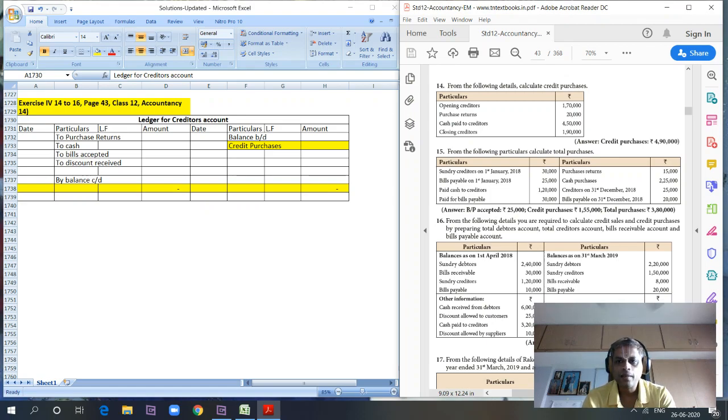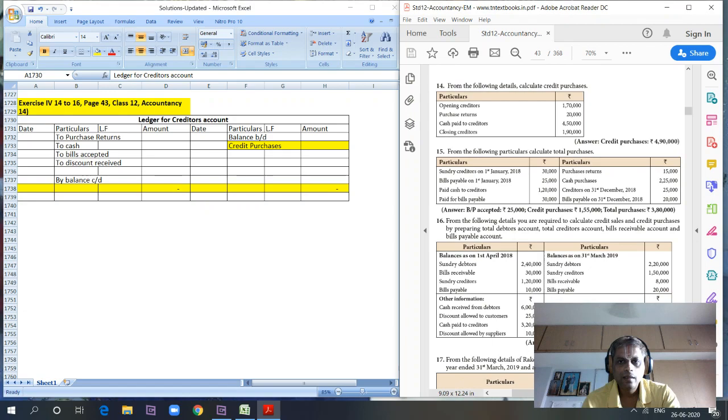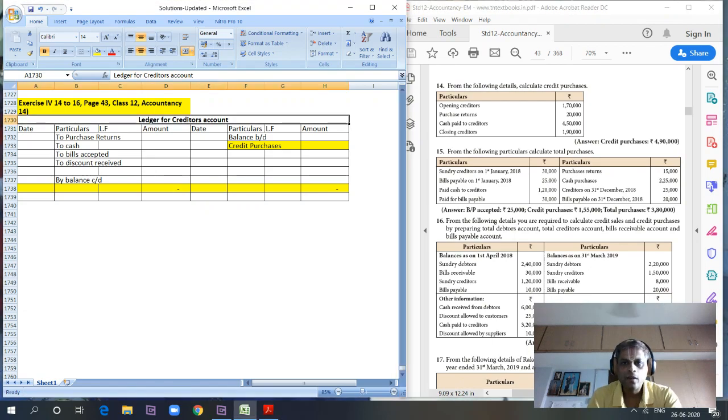So, in the past 4 or 5 questions and answers, we were discussing debtors and bills receivable. Now, we'll move to bills payable and creditors. From the following details, calculate credit purchases. So what is it that we have? I've just copied the format of the ledger for the creditors account for easy reference. So, from the following particulars, let's calculate credit purchases. Beginning balance, opening creditors 1,70,000.